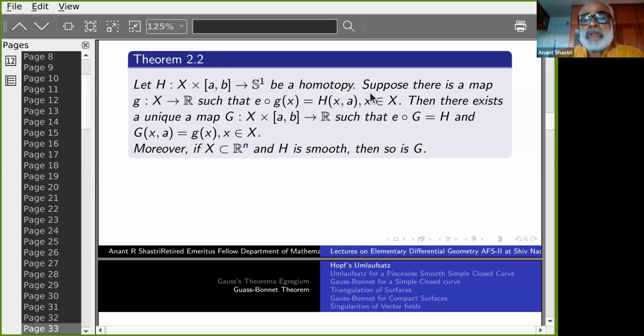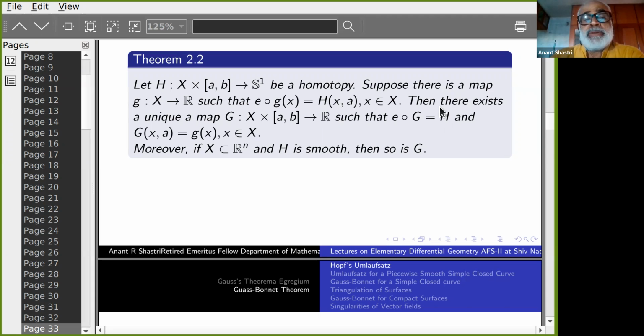Take such a function. Suppose you have a map g from X to R such that E of g(x), when you come back under E to S1, is H of (x, a). That is the starting point here, a. So there is a whole lot of functions here. For each t, you have a map from X to S1. That's why it's called a homotopy. So I'm taking the starting point H of (x, a). That is one function. This function is lifted by g. So E of g is H of (x, a). Okay, g is a continuous function.